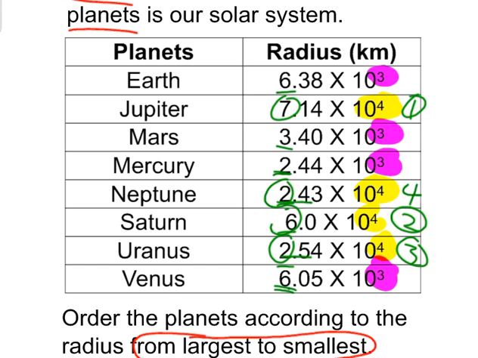So I've got to look at the two 6s. 6.38, 6.05. So this becomes my 5th largest planet. This one becomes my 6th largest planet. This one, the next largest digit is 7, and this one is the 8th largest planet.